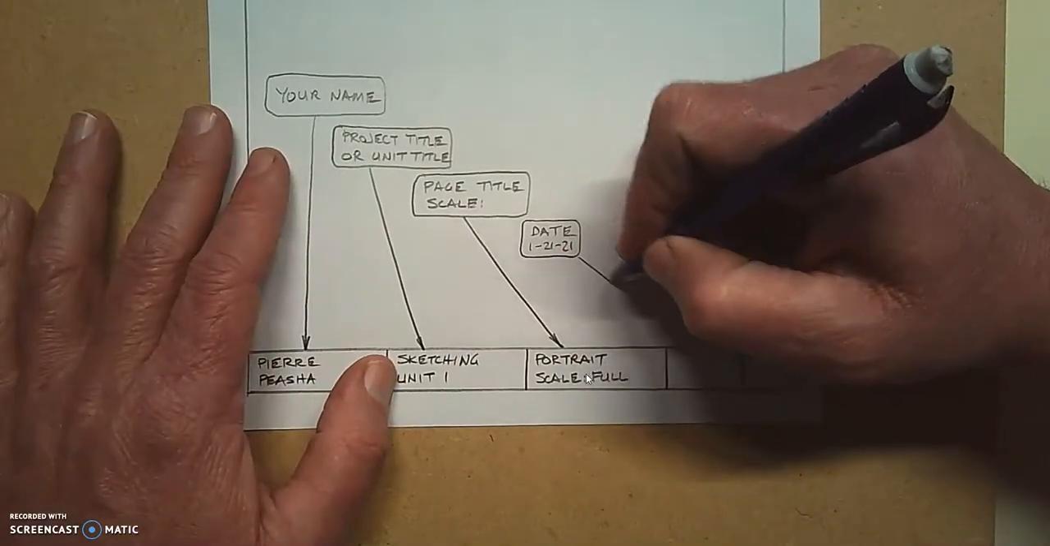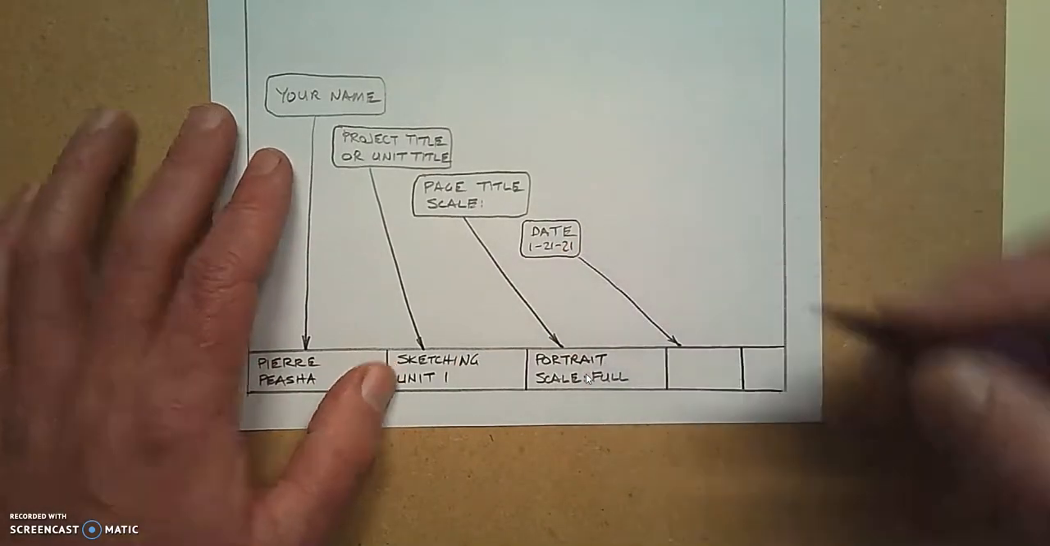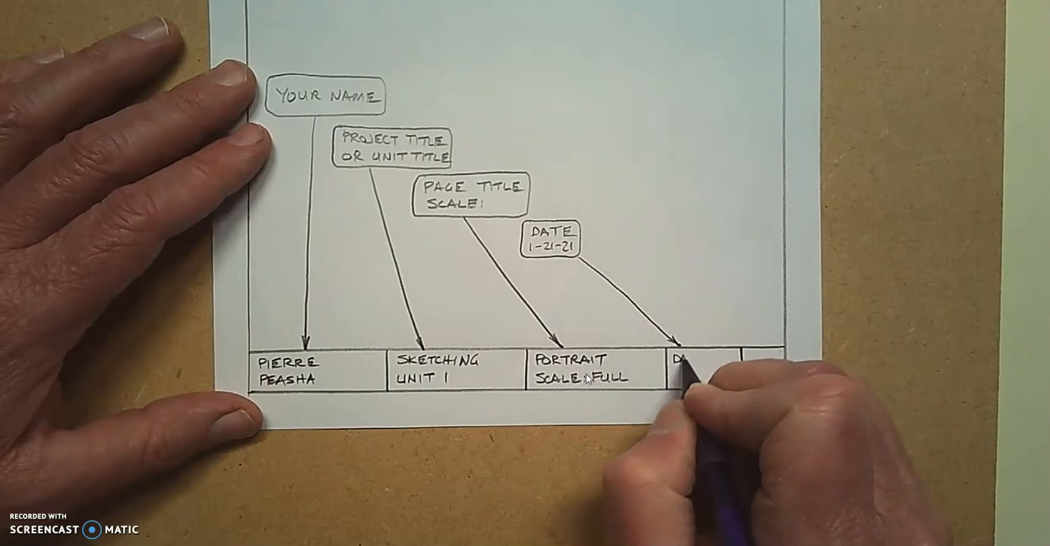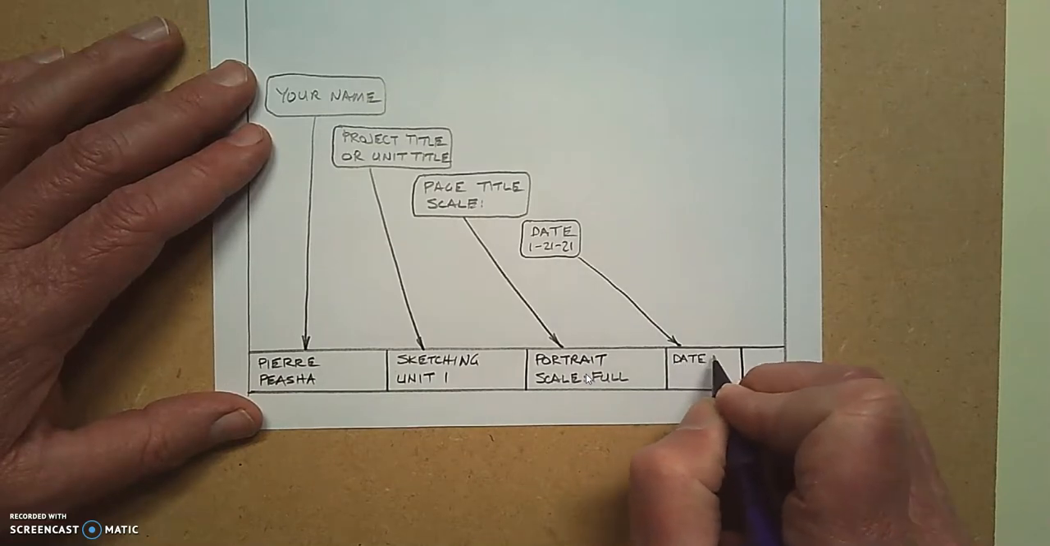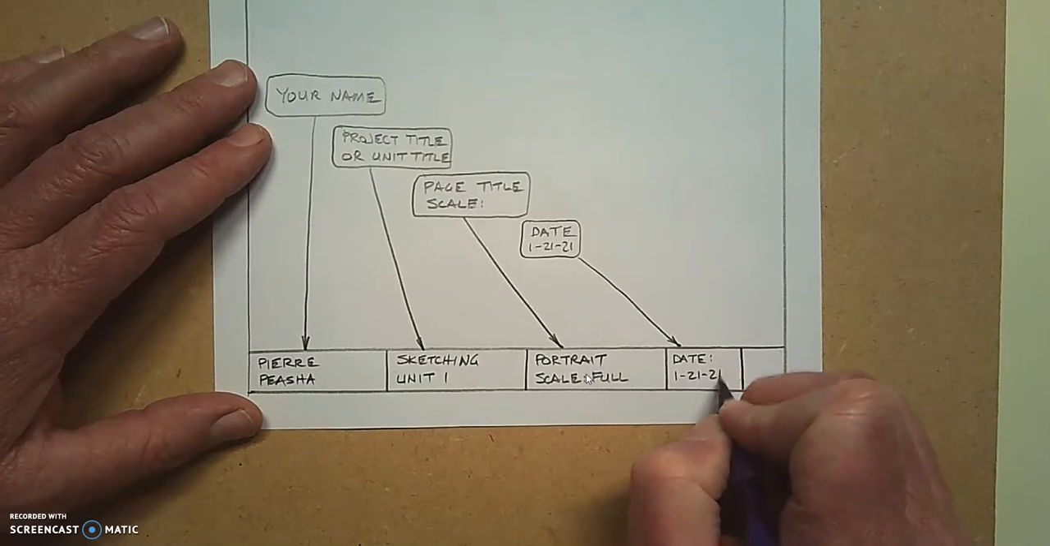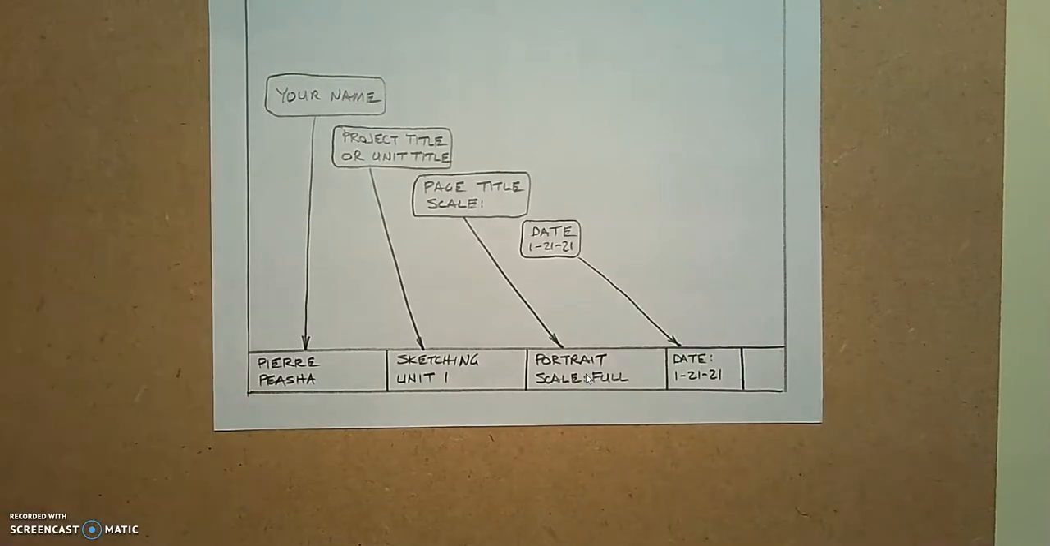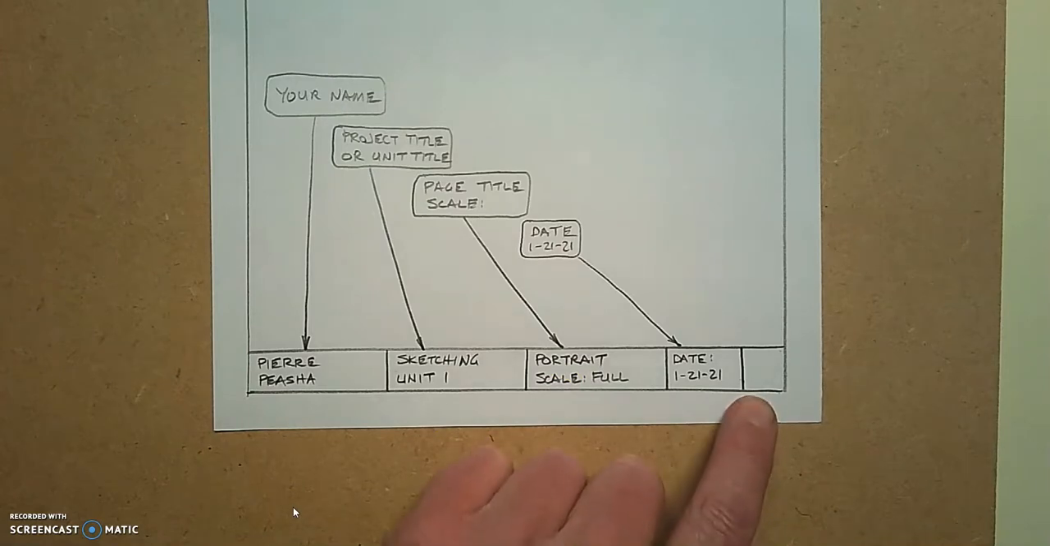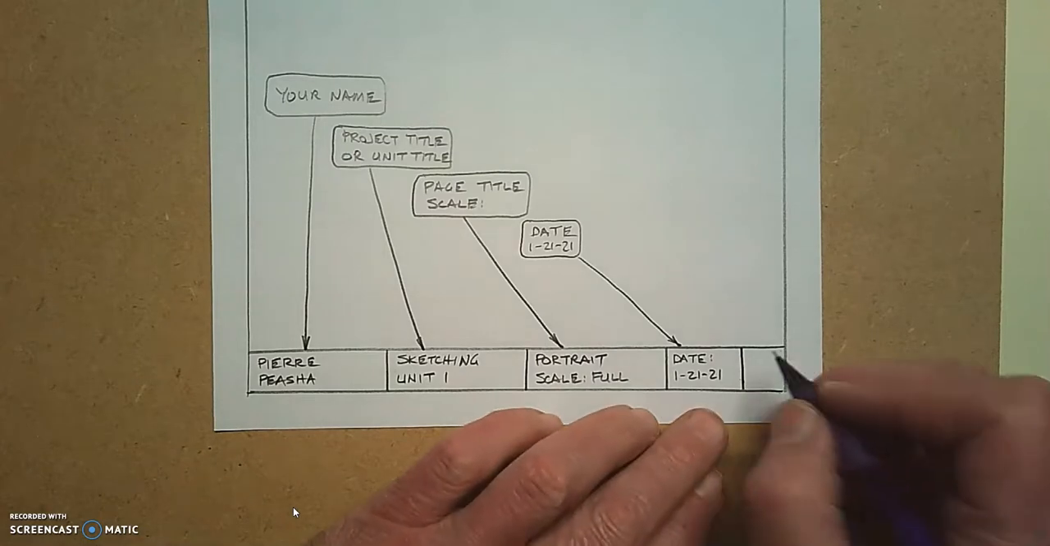And draw an arrow to that. And then I'm going to write down the word date with a colon, and below that, today's date. Oops. Finally, this last box over here is for the page number.